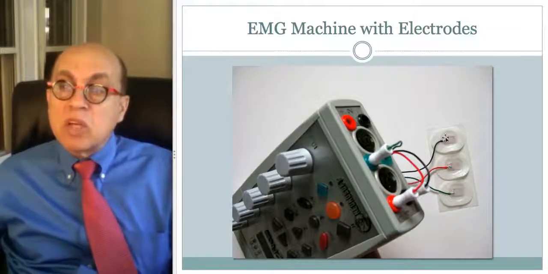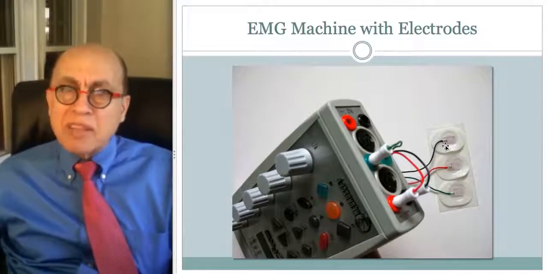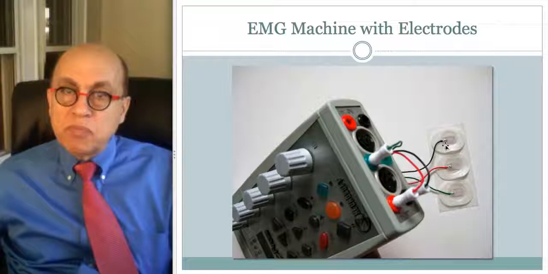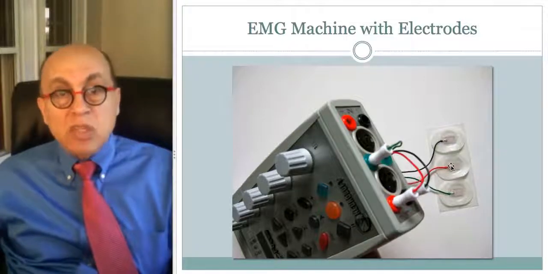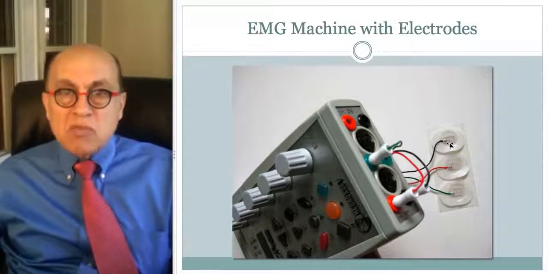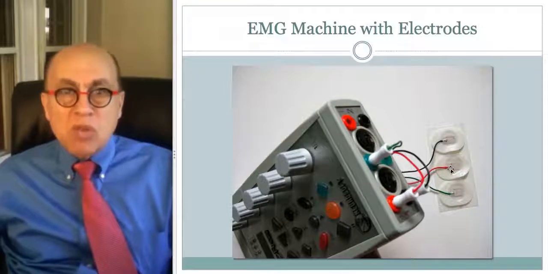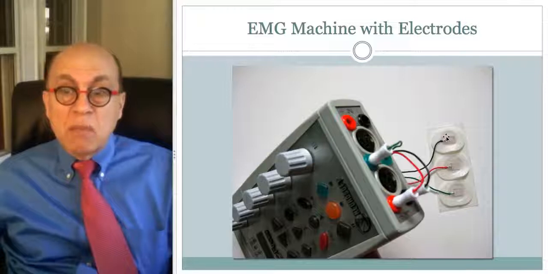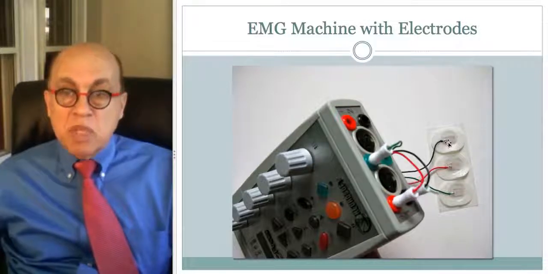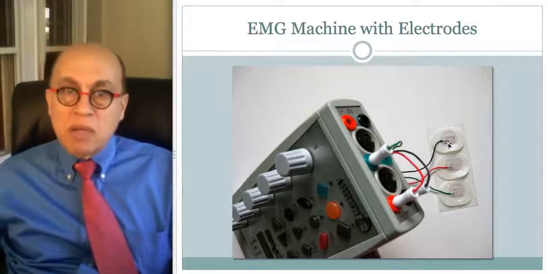The second electrode here is the black. We put this over a nerve or a muscle, and we call that the active recording electrode. The third electrode that you see here is the red one, and that's called the reference electrode. That means that when we record a response from a nerve or a muscle, this electrode is looking at what this electrode is seeing, and I'm going to compare it to that. But enough about this for now. We'll talk about it more later.